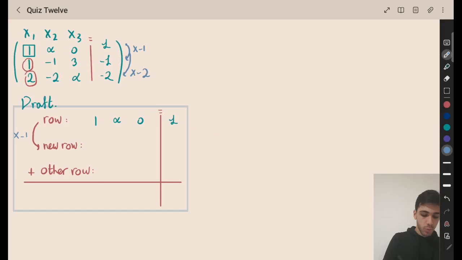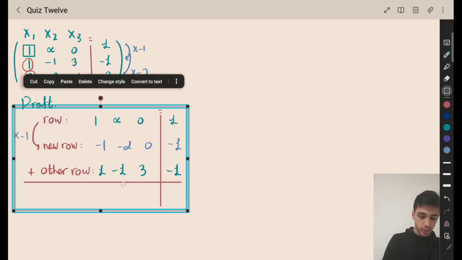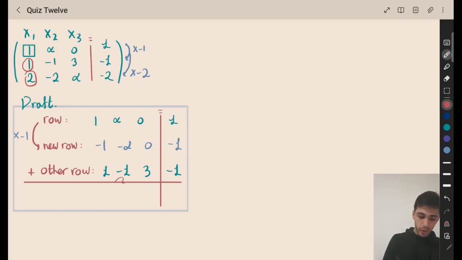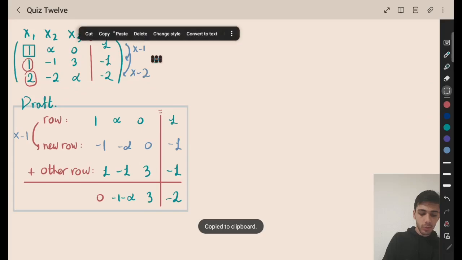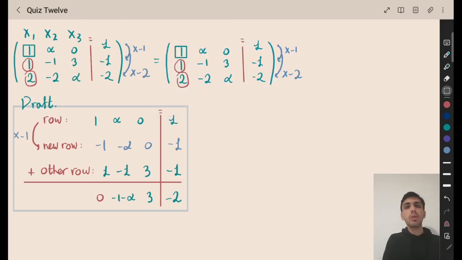I want to multiply this by minus 1. When I multiply this by minus 1, I get minus 1, minus alpha, 0, and minus 1. I want to add this to the other row, which is the second one. So I copy it. It's 1, minus 1, 3, and then minus 1. When I add these new entries to the other row, I will get a 0 here, minus 1 minus alpha here, 3 here, and minus 2 here. So I can write this as follows. I'll get rid of the x1, x2, and x3s, because I don't want them to be distracting for us.